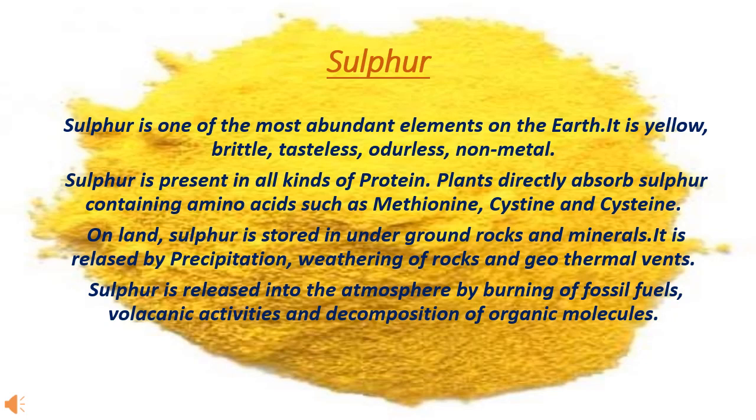On land, sulfur is stored in underground rocks and minerals. It is released by precipitation, weathering of rocks, and geothermal vents. Sulfur is released into the atmosphere by burning of fossil fuels, volcanic activities, and decomposition of organic molecules.